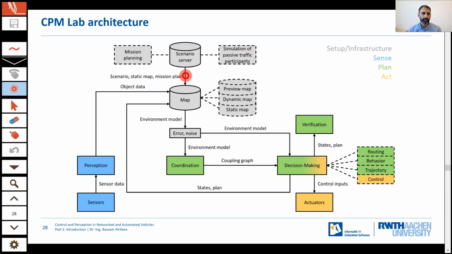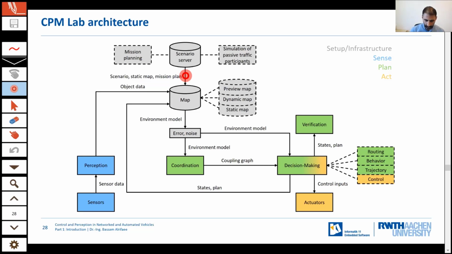Additionally, we have the preview map, where we make predictions of the traffic participants, or where the traffic participants can store their predictions or their plan. Where are they going to go to? So this information is very essential to networked and automated driving. So this is, let's say, the basis you can build on. These are the data, the inputs to your algorithms.